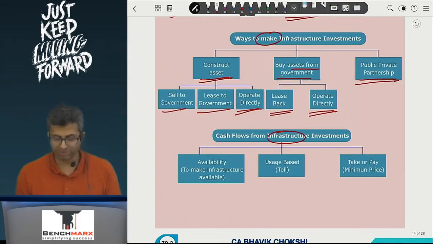Cash flows from infrastructure investments. The most common cash flows are the usage-based cash flows, like toll revenue, which is usage-based.